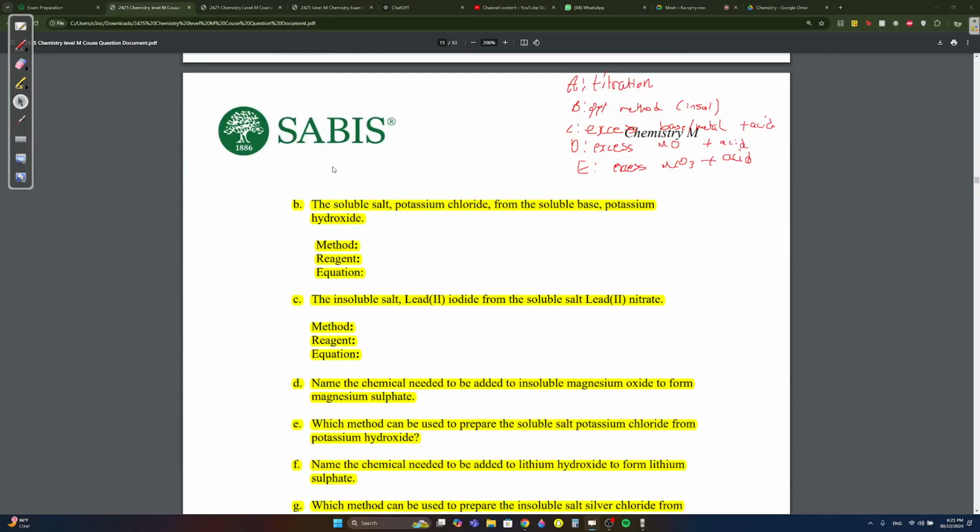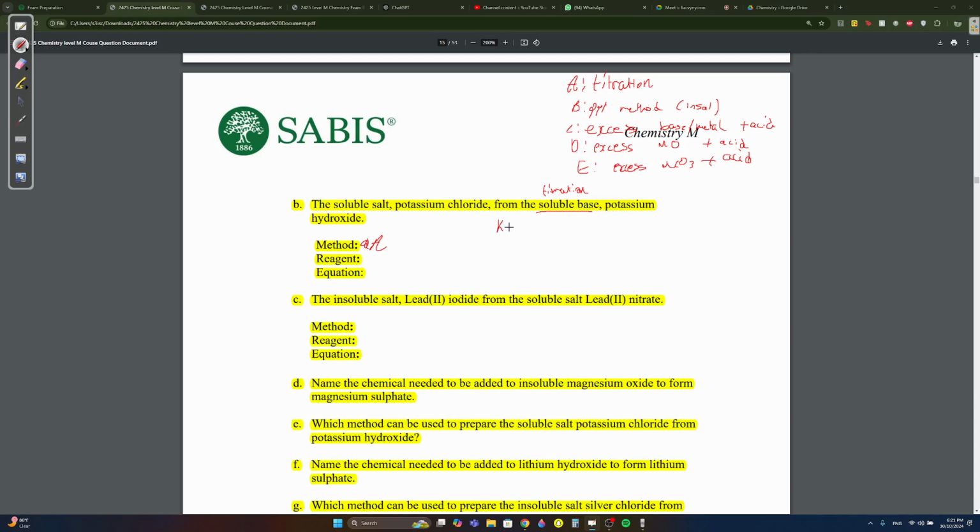The soluble salt, potassium chloride. So we want soluble, so it's not the precipitation method. From the soluble base. Now, since we have a soluble base, what can we use? Titration, right? Since it's a soluble base, titration. So the method is going to be titration, so method A. What reagent do we add?